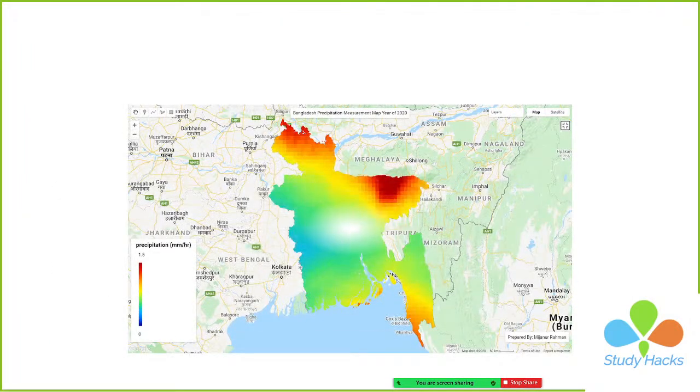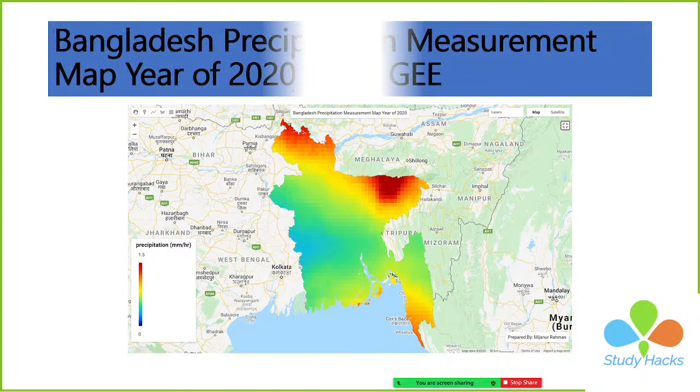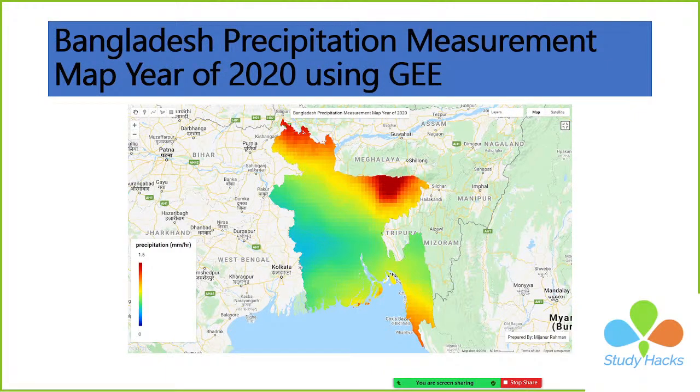And this is another one, the precipitation measurement map. We can also make this map using the Google Earth Engine platform for the year 2020 for Bangladesh. Here you can see that more rainfall happened in the Sylhet district. So this is that part.